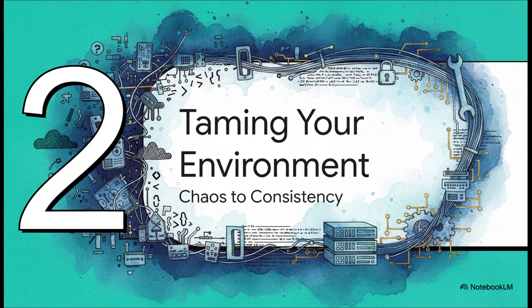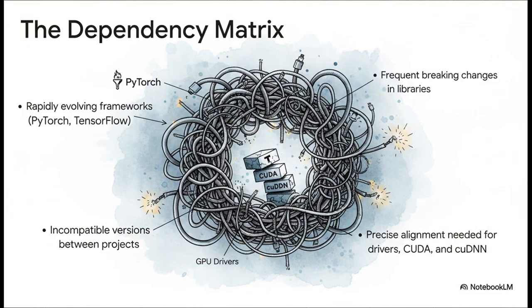This is all about one of the biggest pain points for any AI team. How do you tame that wild, chaotic development environment and bring some consistency to it? Welcome to what we lovingly call dependency hell. The frameworks your team needs, PyTorch, TensorFlow, they are changing so fast it'll make your head spin. You'll have one project that needs a specific version of a library and another project that needs a totally incompatible version. And the real kicker, that incredibly delicate dance between your GPU drivers, your CUDA version, and cuDNN. If any one of those is out of sync, your entire project just stops.